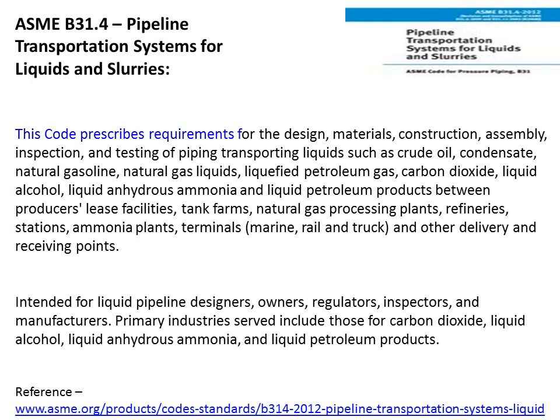Next is B31.4 for pipeline transportation systems for liquids and slurries. This code prescribes requirements for the design, material, construction, assembly, inspection, and testing of piping transporting liquids such as crude oil, condensate, natural gasoline, natural gas liquids, liquefied petroleum gas, carbon dioxide, liquid alcohol, liquid anhydrous ammonia, and liquid petroleum products between producers, lease facilities, tank farms, natural gas processing plants, refinery stations, ammonia plants, terminals, that is marine, rail, and truck, and other delivery and receiving points.